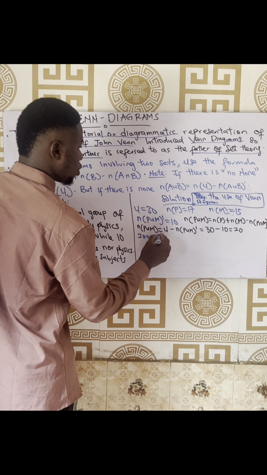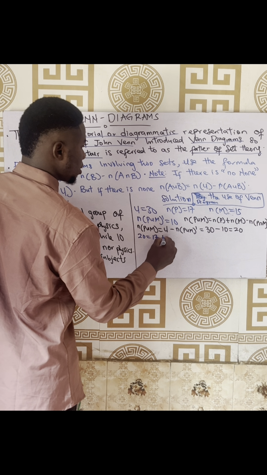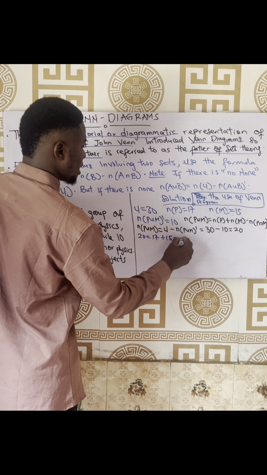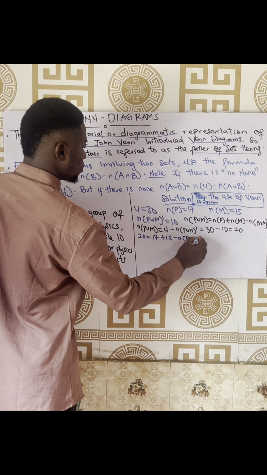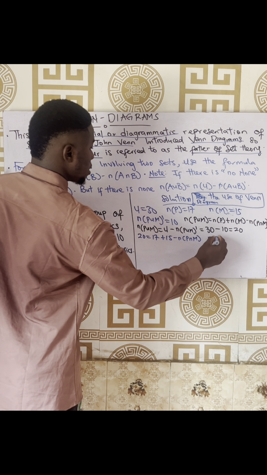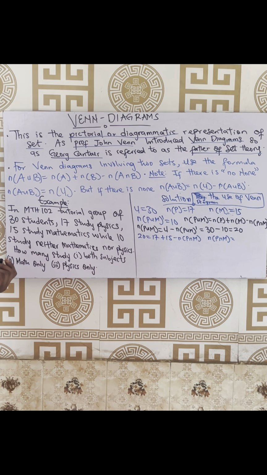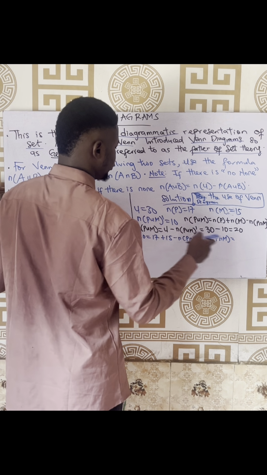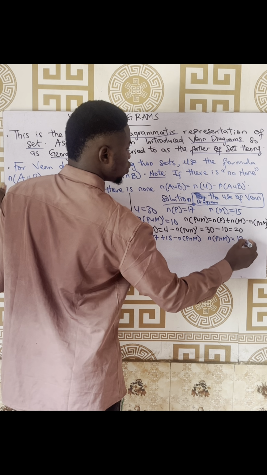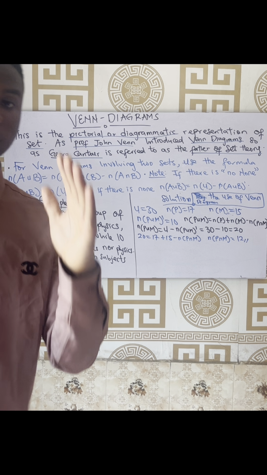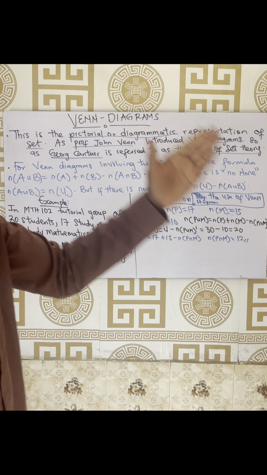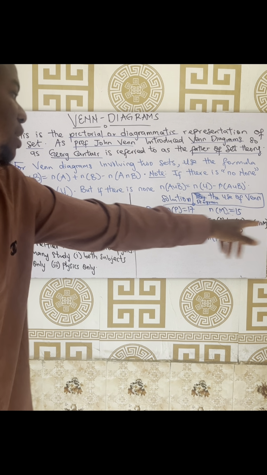So that will then be 20 equals 17 plus 15 minus n(P intersection N). So therefore, your n(P intersection N) would equal 17 plus 15, that is 32. Then 32 minus 20, you should get 12. So the intersection is 12. This simply means that those that do both physics and mathematics, they are 12.